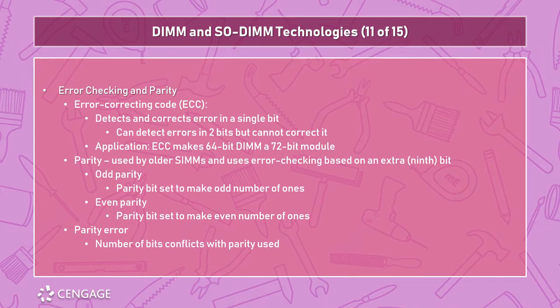Parity is very much the same. It also included 8 extra bits, but they were distributed per memory chip. So if you had 8 8-bit chips, all of them would have an extra 9th bit in order to process that extra information. Odd parity was where we had to make sure that in every 9-bit sequence we had an odd number of ones. If we had even parity, we had an even number that had to be there. The parity error deals with the number of bits conflicting with the parity type used. So an odd number of ones in even parity, or an even number with odd.